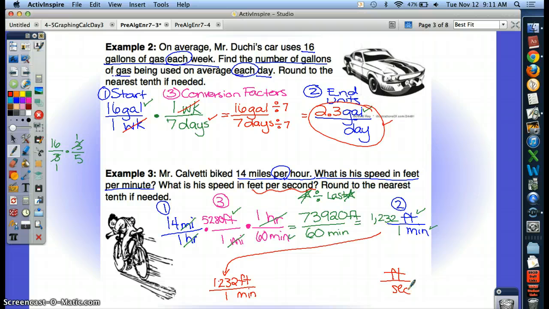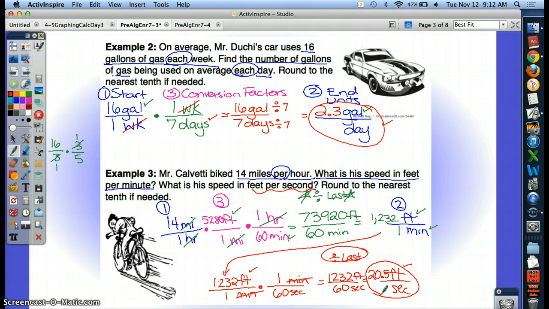Okay, now that you've tried it, let's see what you did here. Well, I have feet. I want to keep feet. In order to get rid of minutes, it goes on top. In order to bring in seconds, it goes on the bottom. I want to end with seconds on the bottom. There it is. 1 minute is equal to 60 seconds, so you cancel out those minutes. Multiply straight across. And then don't forget to divide. Don't forget to divide last. Type that in on your calculator. When you divide, you're going to have to round this one. It ends up with 20.5 feet per 1 second. So hopefully you got that right, and you're ready to go on to some additional practice with these conversions.